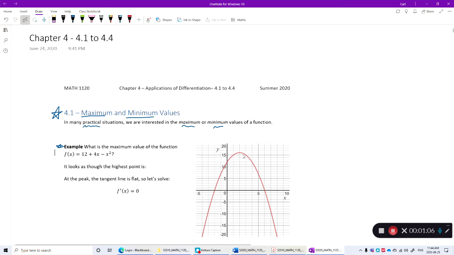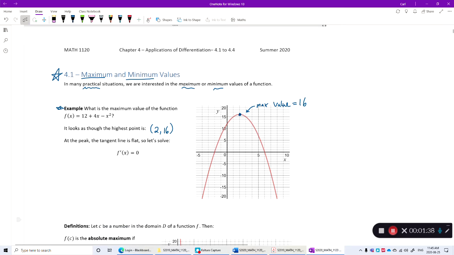And if we have the graph, well, we can look at it and we can see it looks like the maximum value is here. And it looks like the highest point is, that would be 16, right? So that occurs at the point (2, 16). So that would mean that the maximum value is 16. Now, how would we do this with calculus?